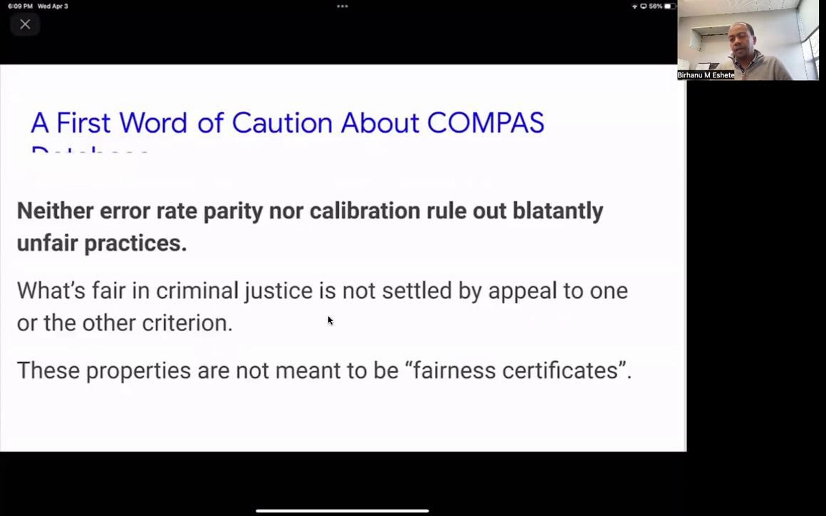So a word of caution about the COMPAS debate is that neither error rate parity nor calibration rules out blatantly unfair practices, right? So the fact that you have used error rate parity and calibration doesn't make you free of any blame. What is fair in criminal justice is not settled by appeal to one or the other criterion. And more importantly, these properties are not meant to be fairness certificates, okay? Every time you use calibration or error parity, we're not giving a fairness certificate. If that was the case, it would have been super easy. You just look at the certificate and make your decisions as a judge, right?